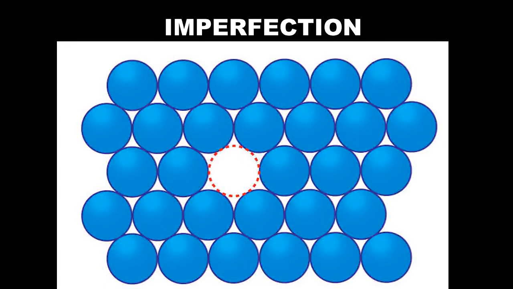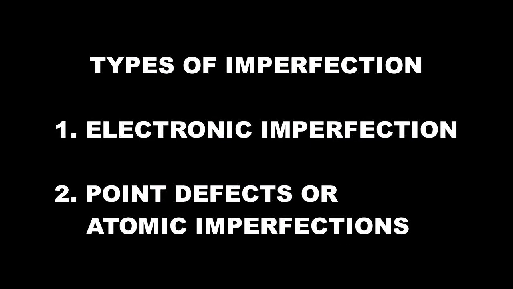Now let us see what is disorder, defect or imperfection. If there is any deviation from a completely ordered arrangement in a crystal, that is called disorder, a defect or an imperfection. There are two types of imperfections: electronic imperfections, and atomic imperfections, also known as point defects.